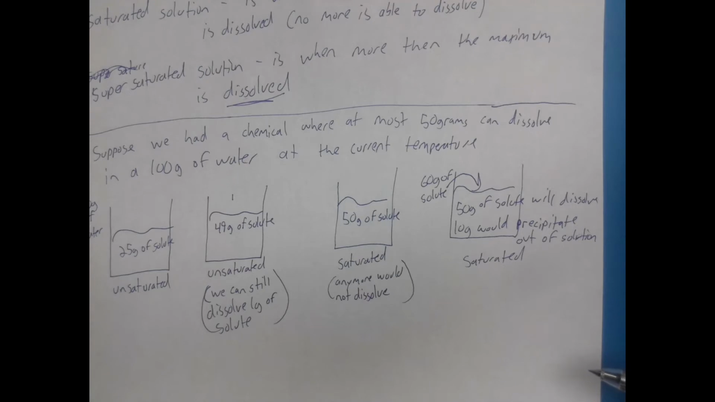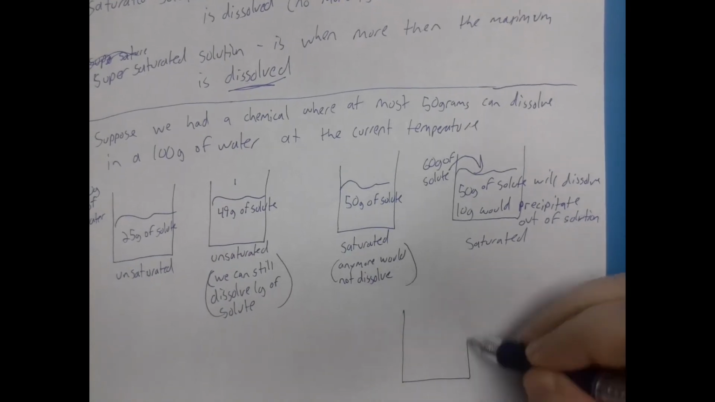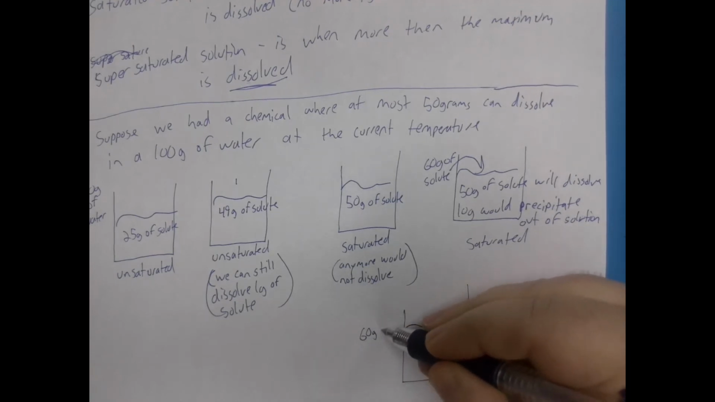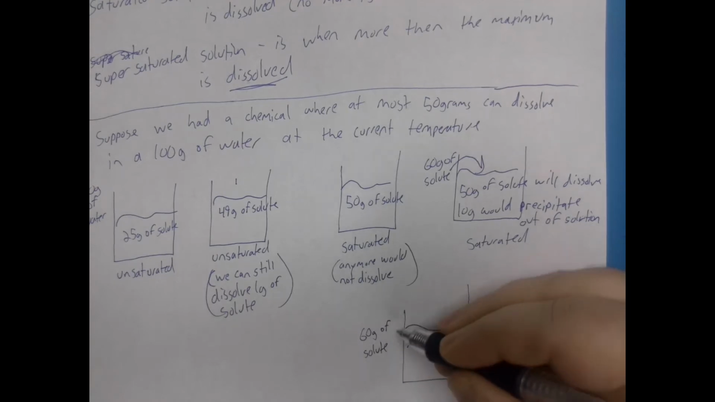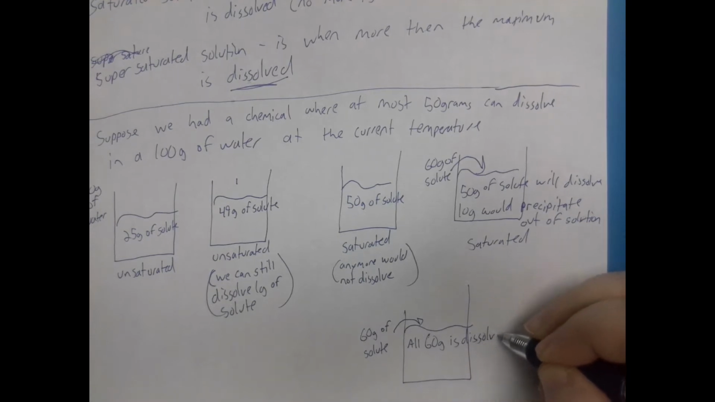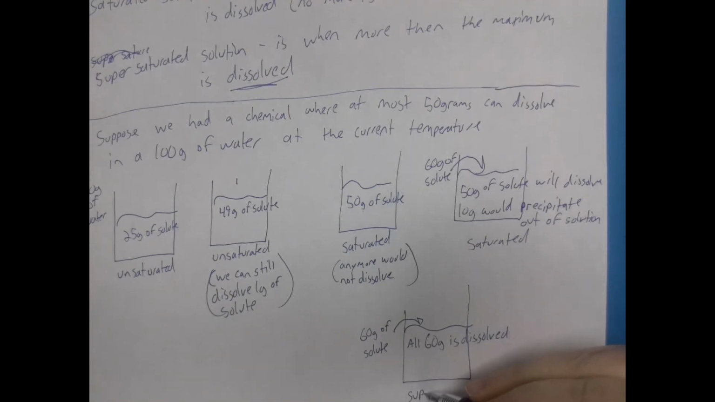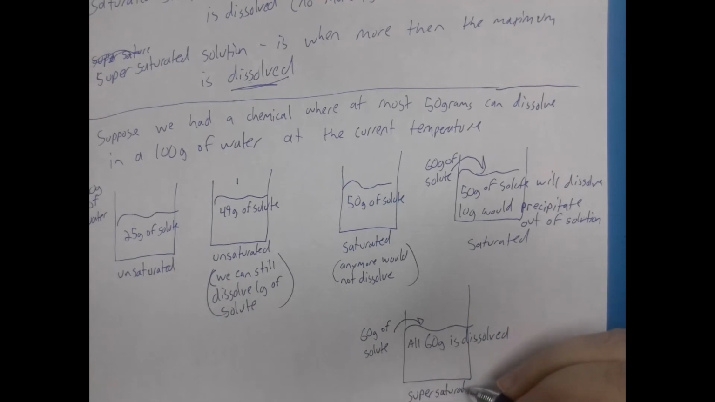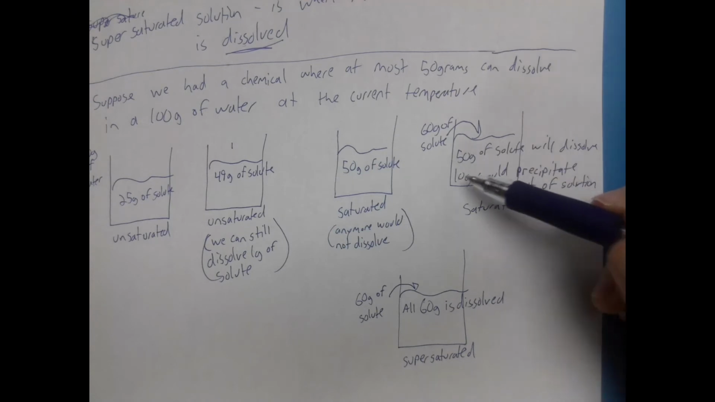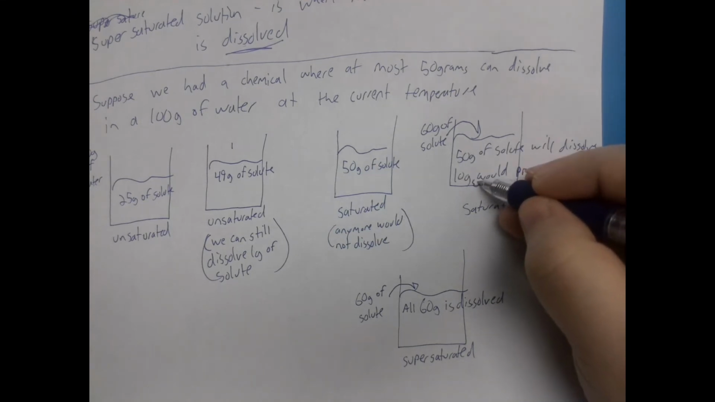For it to be a supersaturated solution, let's put in 60 grams of solute, and all 60 grams is dissolved. This would be supersaturated. If you tried to do this, you would not get it supersaturated. 50 grams would dissolve, while 10 grams would sink to the bottom. We have a clump of 10 grams at the bottom.